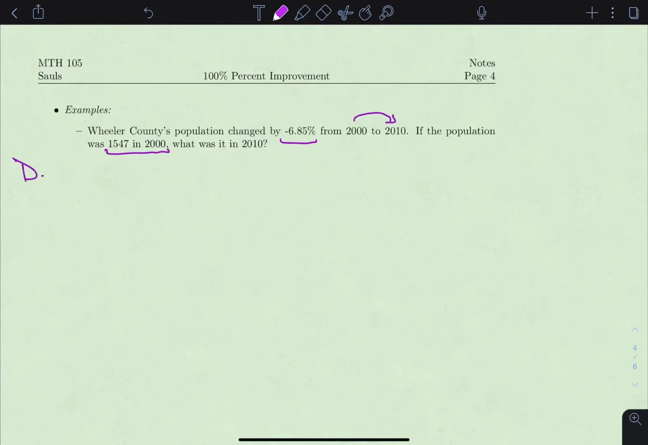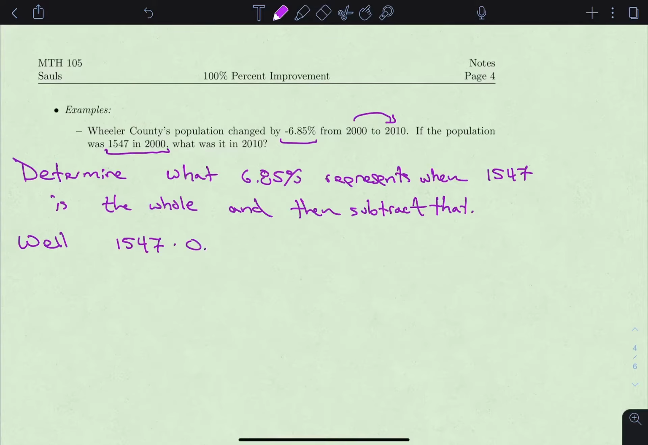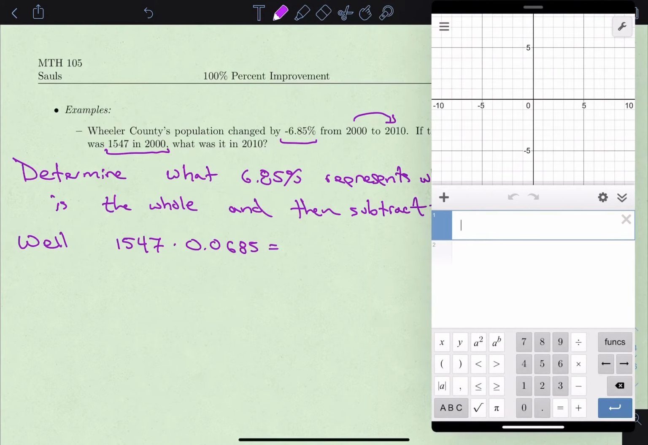So the strategy is going to be determine what 6.85% represents when 1547 is the whole, and then subtract that. Okay, well, 1547 times 0.0685, which is the percent represented as a decimal, equals 106 people.